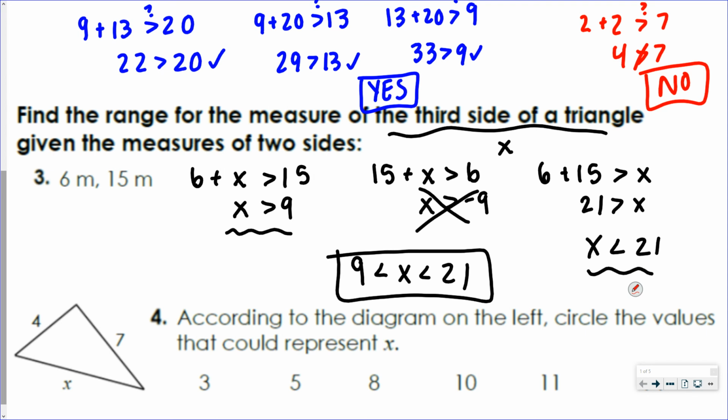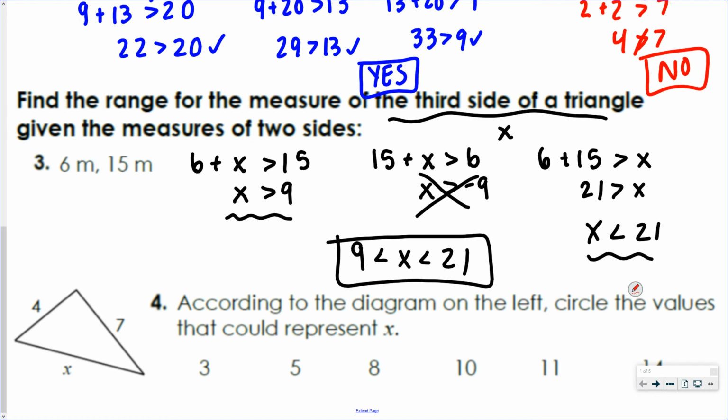Anybody 3 for 3 with those? Oh, these are just great. This one was a fun little problem, wasn't it?